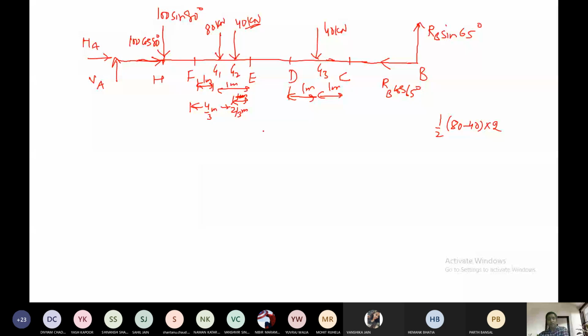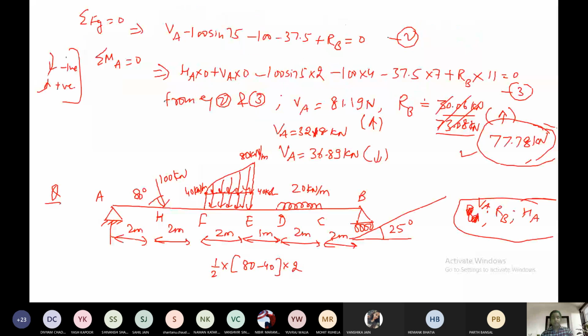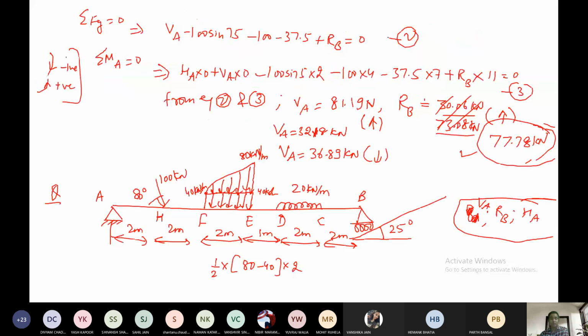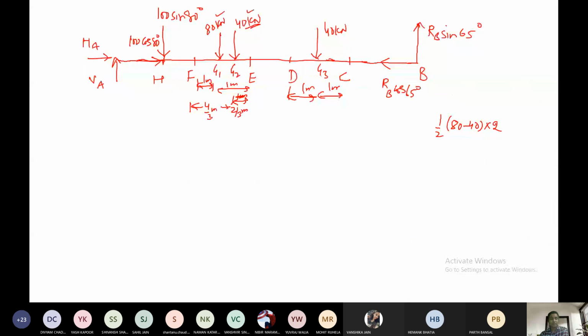Okay, and for the UDL, you can see this portion is the UDL, and what is the value of this portion? 40 kilonewton. So 40 into 2 will be how much? 80 kilonewton. So I have mentioned here 80 kilonewton and here 40 kilonewton. So the rest is very simple. For here it is 80, and what is the point of application? That will be the center. So 2 by 2 is 1. So we have mentioned here 1 and 1.